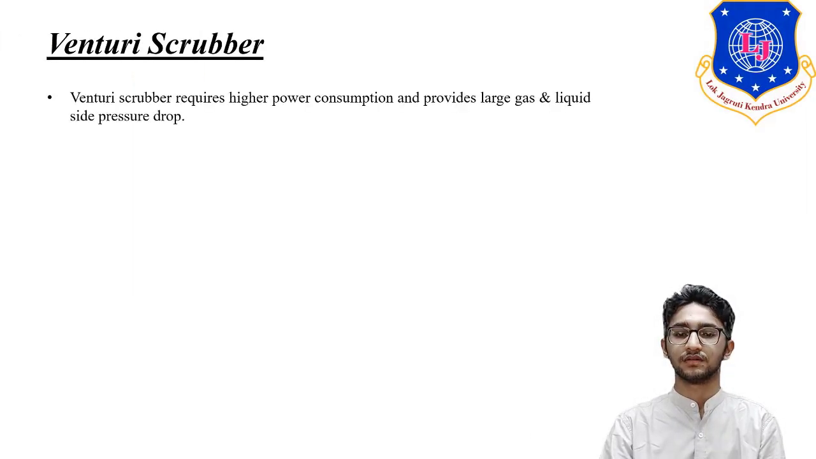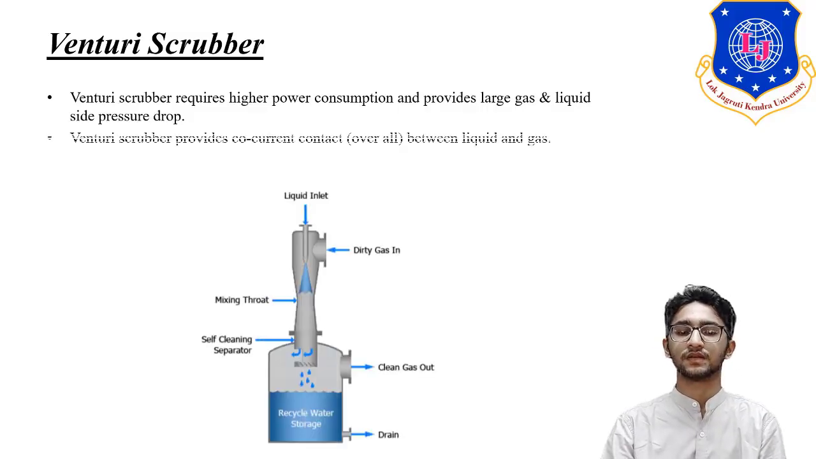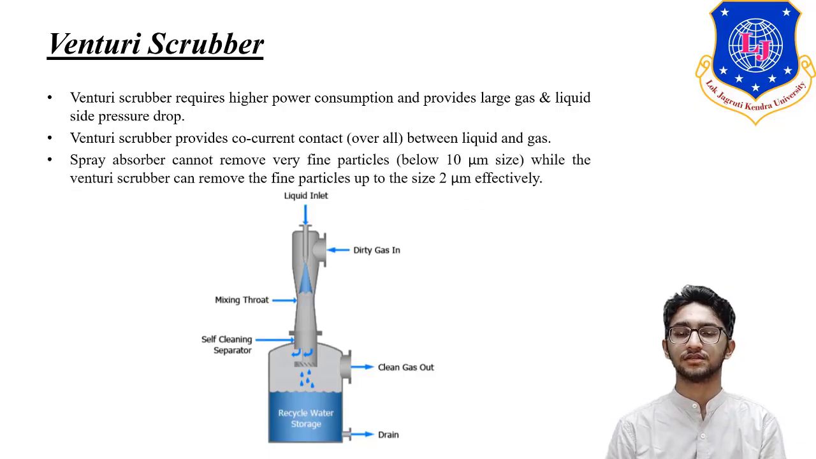Now, the Venturi scrubber requires higher power consumption and also provides large gas and liquid side pressure drop, which are the disadvantages of the Venturi scrubber. It provides a co-current contact between gas and a liquid. Now, spray chamber cannot remove very fine particles below 10 micrometer size, but the Venturi scrubber can remove fine particles up to 2 micrometer size very effectively.